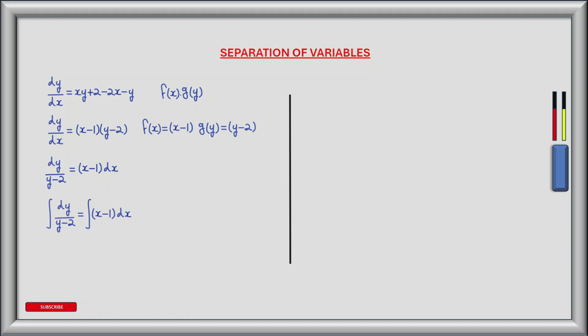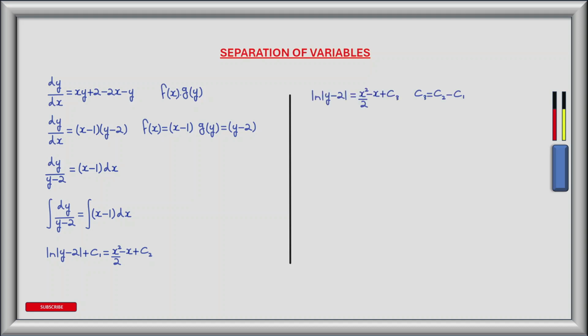We can now integrate both sides to find the general solution to this differential equation. So starting with the left-hand side, the antiderivative of 1 divided by (y minus 2) is the natural log of the absolute value of y minus 2 plus a constant of integration, let's call it c1. And on the right-hand side, the antiderivative of x minus 1 is x squared divided by 2 minus x plus a constant of integration, which we'll call c2.